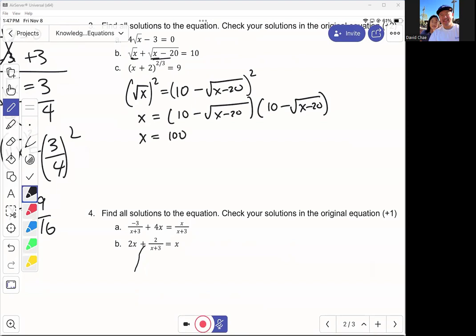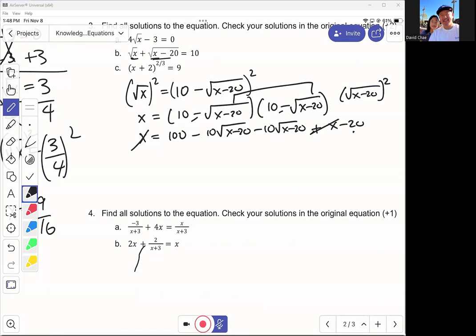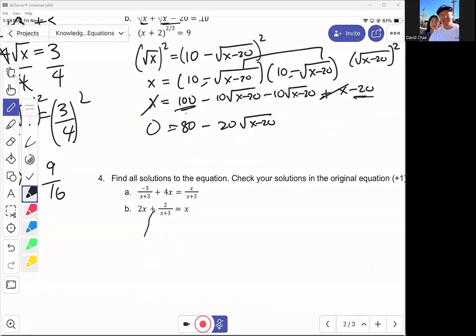x is equal to 100 minus 10 radical x minus 20 minus 10 radical x minus 20 plus x minus 20. Because if I multiply these two, the minus and the minus become a plus, and it becomes radical x minus 20 squared, which is just x minus 20. So if you combine like terms here, I can get rid of these x's right here. And then I can combine 100 with 20, so that's 80 minus 20 radical x minus 20 equals 0. I'm going to subtract the 80.